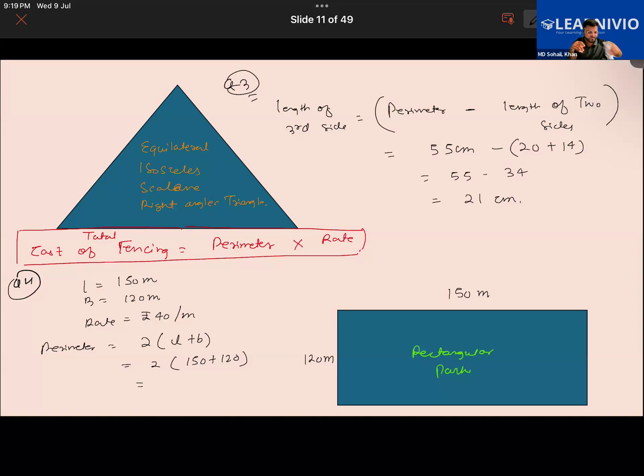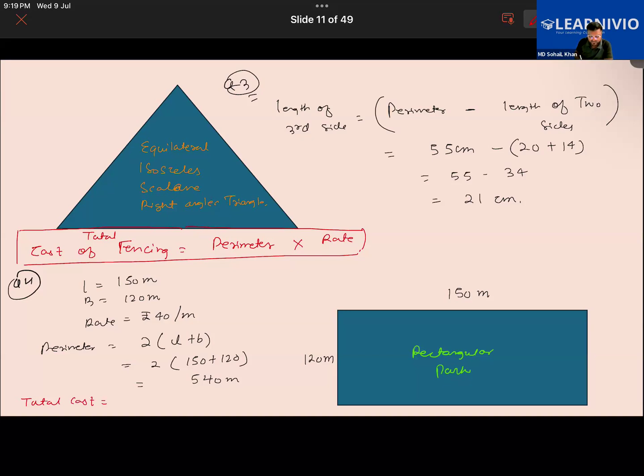270. That is only length plus breadth. Now multiply it by 2. Length plus breadth, 270, is multiplied by 2. 540 meters. Good. So the perimeter is 540 meters. Now I have told you already how to find the total cost of fencing. So multiply the perimeter by the rate. So we have to multiply 540 by 40, which is 21,600 rupees.